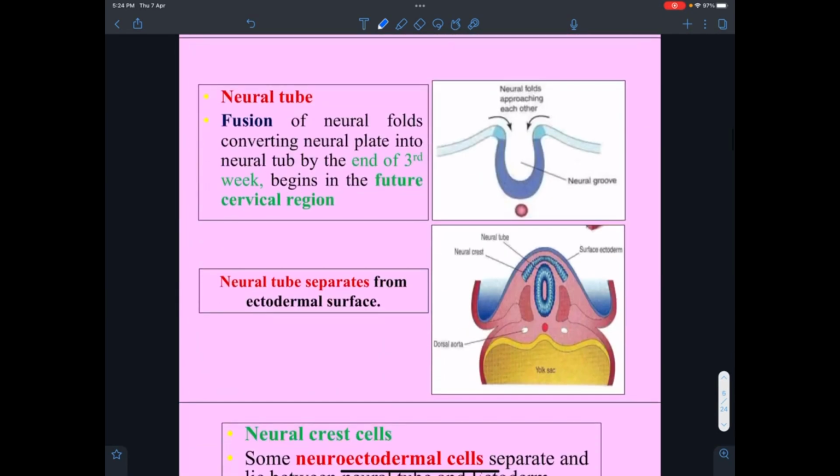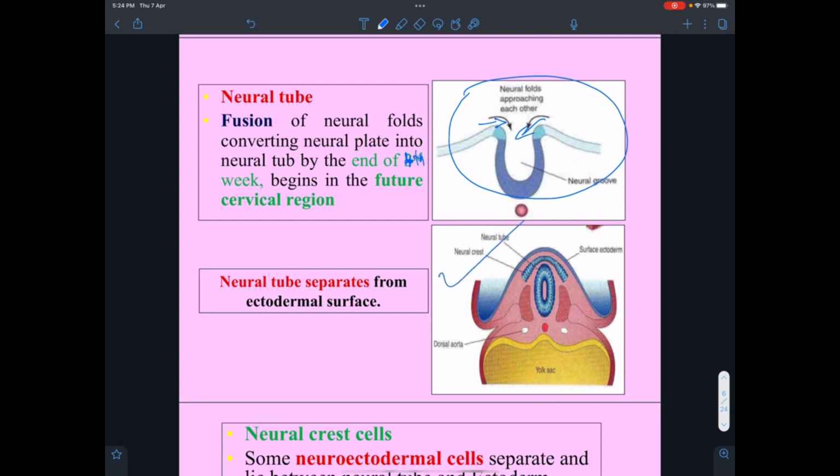After formation of the neural tube, another beautiful picture right here: the neural folds approaching each other. Fusion of these will convert the neural plate into the neural tube by the end of the fourth week. And of course, the neural tube is going to separate itself from the ectodermal cells.